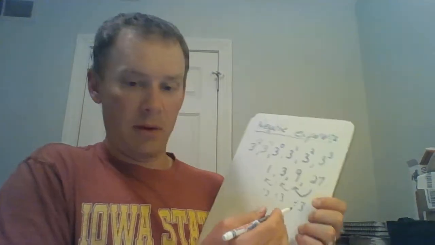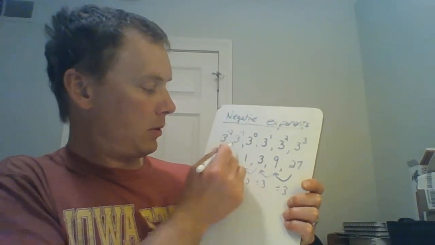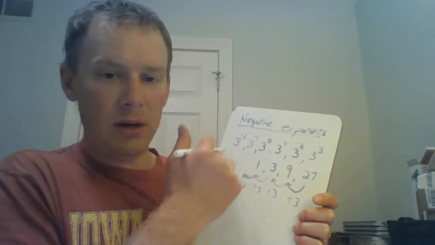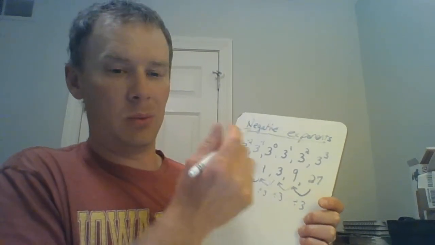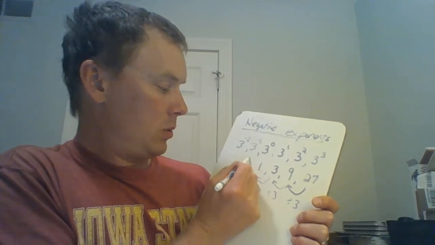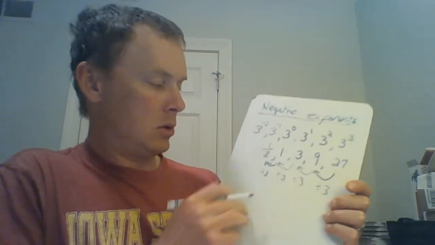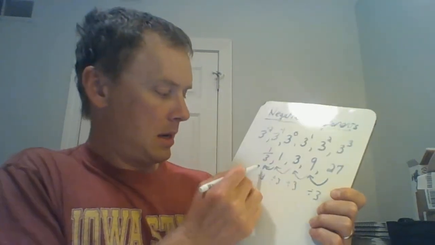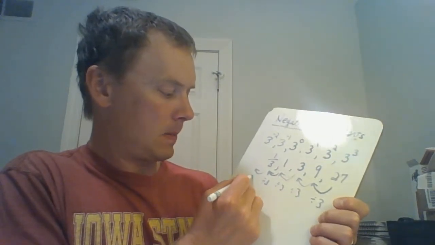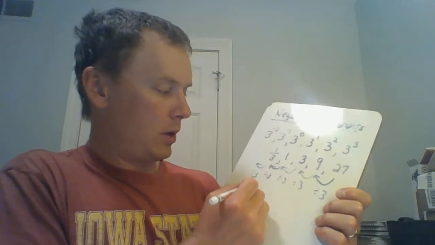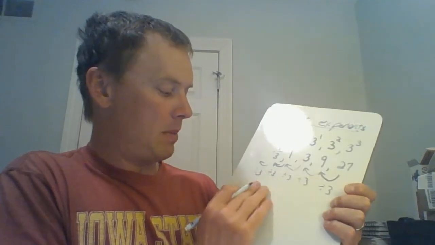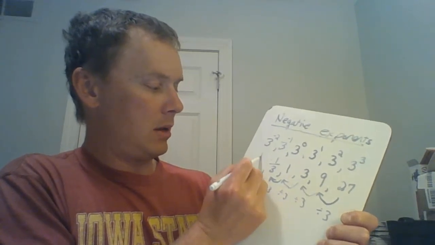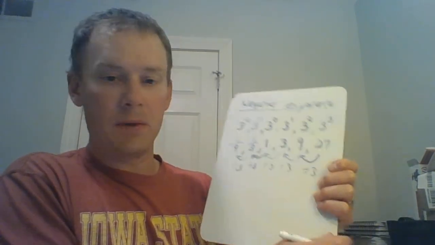Okay, so if we use this pattern, that might help us figure out what 3 to the negative first is. So if we divide by 3, what is 1 divided by 3? Well, 1 divided by 3, we could just leave as a fraction, 1/3. If we do that again, what's 1/3 divided by 3? Well, 1/3 divided by 3 is 1/9.